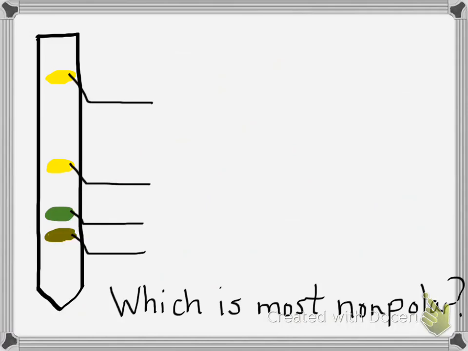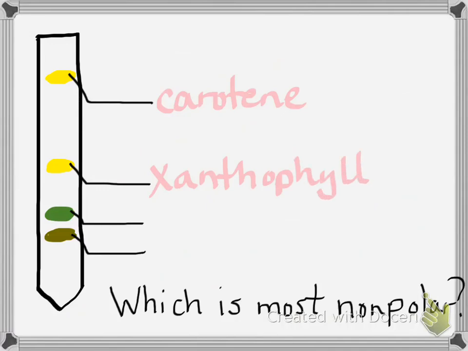What would be this top pigment that was yellow? That's carotene. That's good. What would be the next pigment that is also yellow? Xanthophyll. What would be the third pigment? It's green. Chlorophyll A. Good. And what would be the last pigment? It's also green. Chlorophyll B.